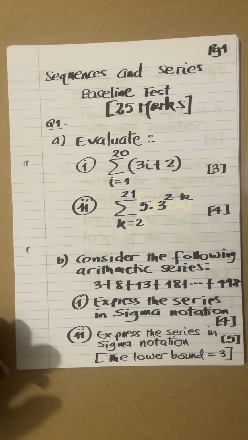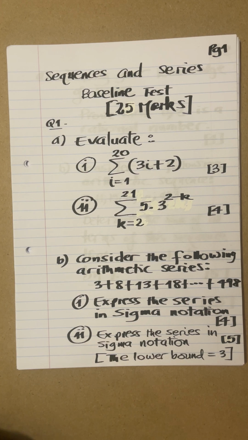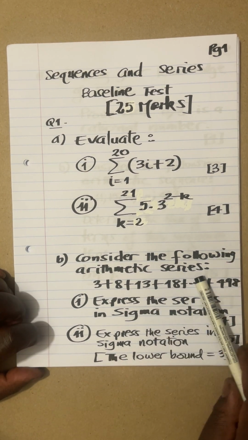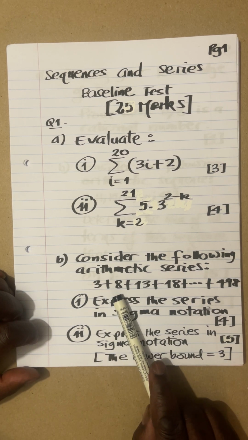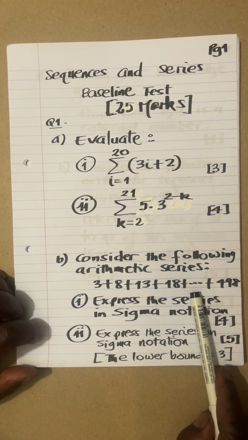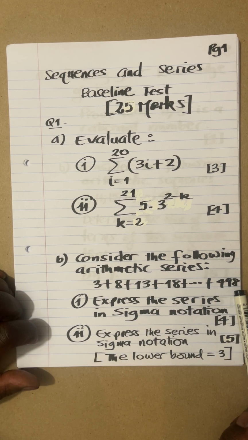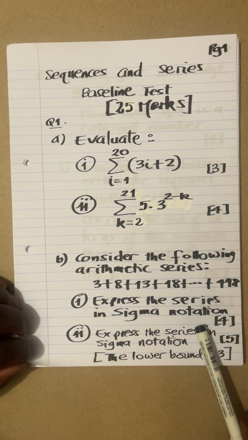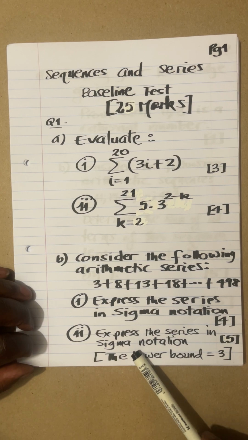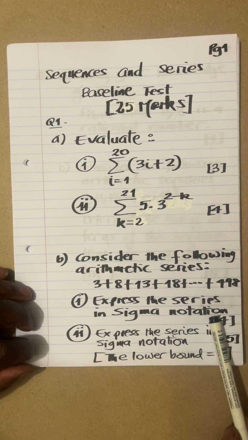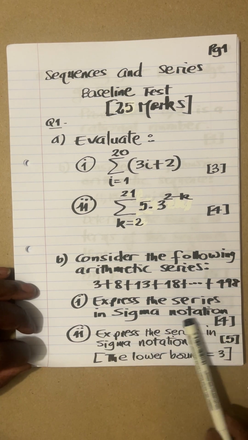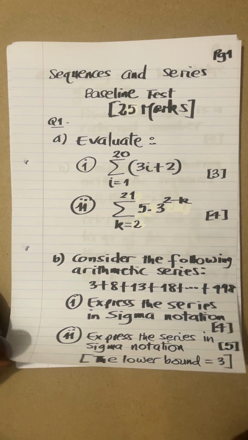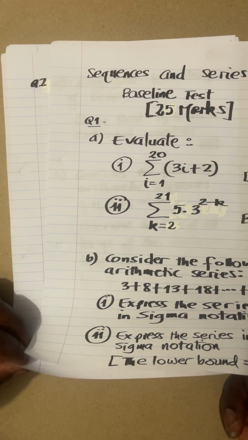Right, let's look at question number 1B. It says, consider the following arithmetic series: 3 plus 8 plus 13 plus 18 plus ... plus 498. The first part says, express the series in sigma notation. There's no mention of whether the lower bound should be 1 or not, and if there's no mention, we assume the lower bound is 1. And so we answer this as follows.